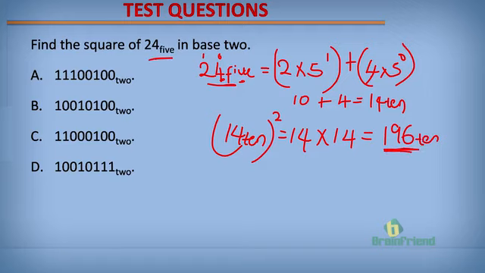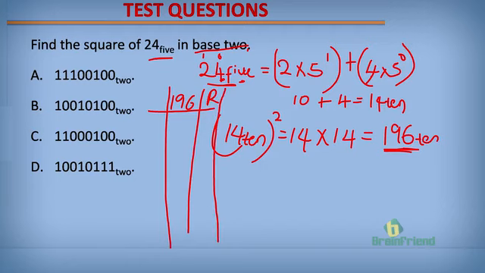But then we have to convert this to base 2 because we want the answer in base 2. So converting to base 2, we have 196. These are remainder columns. So 196 divided by 2 gives 98, remainder 0. 98 divided by 2 gives 49, remainder 0. 49 divided by 2 gives 24, remainder 1. 24 divided by 2 gives 12, remainder 0. 12 divided by 2 gives 6, remainder 0.